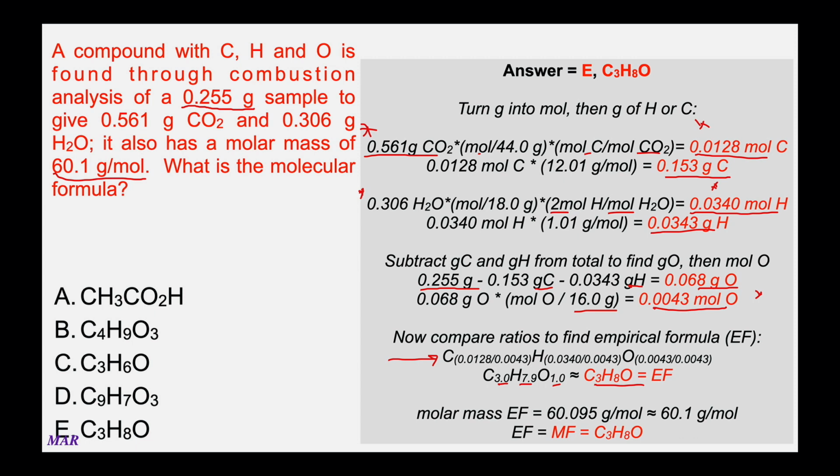If you take 3 carbons plus 8 hydrogens plus an oxygen, that's how you're going to find that number. So 3 times about 12 for carbon, plus 8 times about 1 for hydrogen, plus 1 times about 16 for oxygen. That comes out to be 60.095, that number right there. And you can see that's almost exactly equal to the 60.1 molar mass of the whole thing. So in this problem, the empirical formula and the molecular formula are the same. The answer here is E.